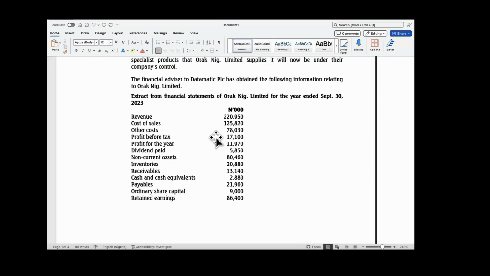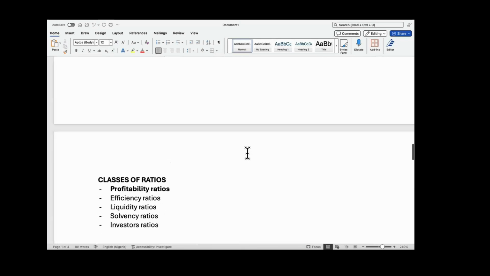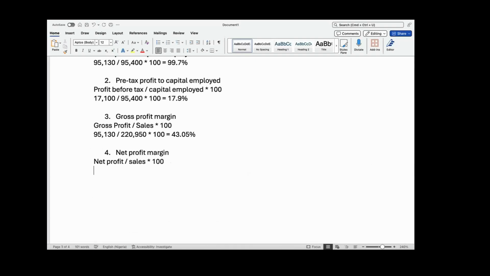11,970. For the year, yes, 11,970. Always use profit for the year for net profits, 11,970. And for our sales, we can easily pick it from here, so I won't have to write it. Multiply by 100 over 100. That's 5.4. Wow, what a 0.42 reduction. What a reduction.